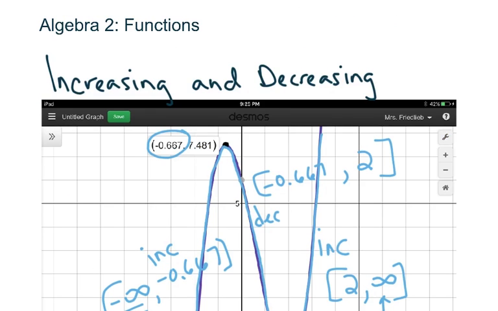And that was increasing and decreasing on graphs and function notation.